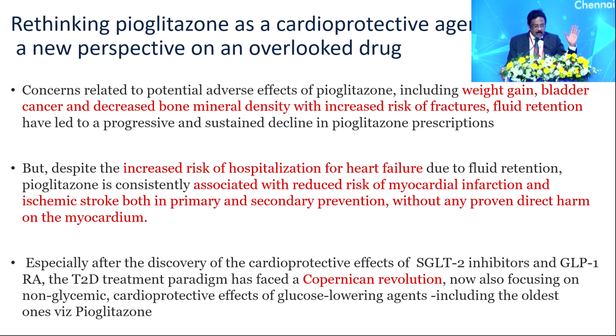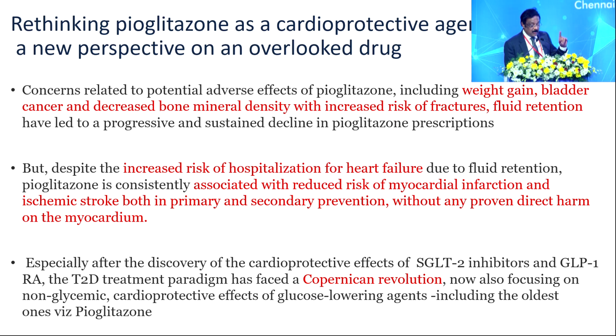But a lot of things happened with this pioglitazone molecule. Despite the increased risk of hospitalization for heart failure due to fluid retention with pioglitazone usage, what they have inferred is that it is associated with a reduced risk of myocardial infarction and ischemic stroke, especially in the CNS. There is a reduction of ischemic stroke seen in both primary as well as secondary prevention, without any proven direct harm on the myocardium. So they have got a very good cardiovascular improvement without any harm to the myocardium.